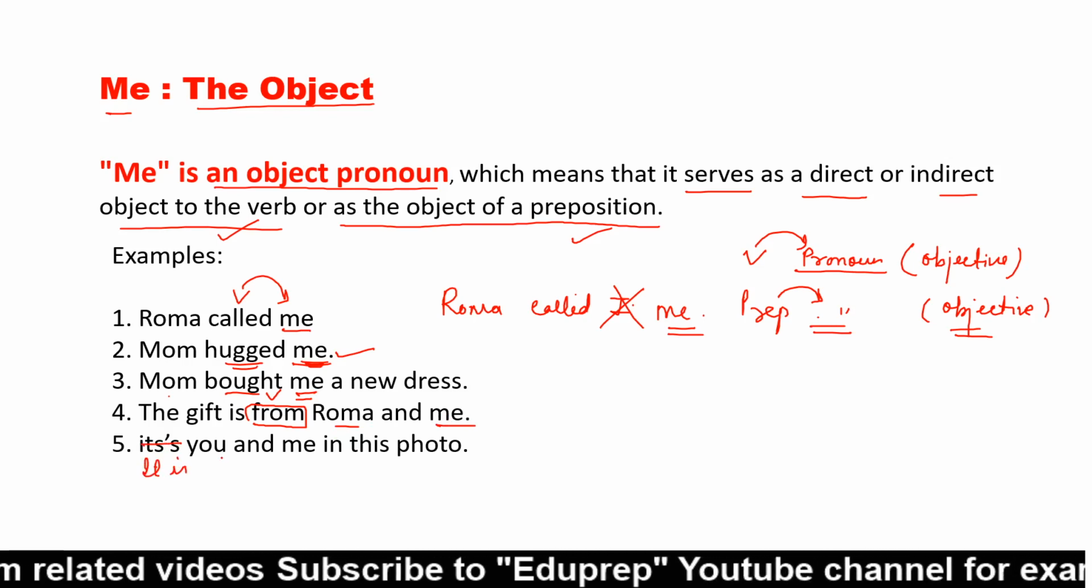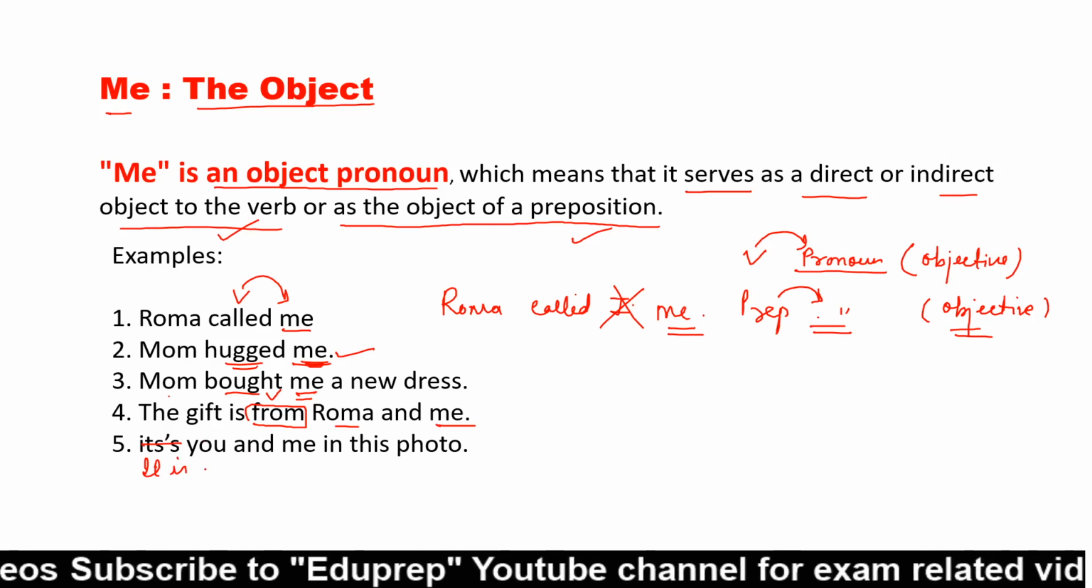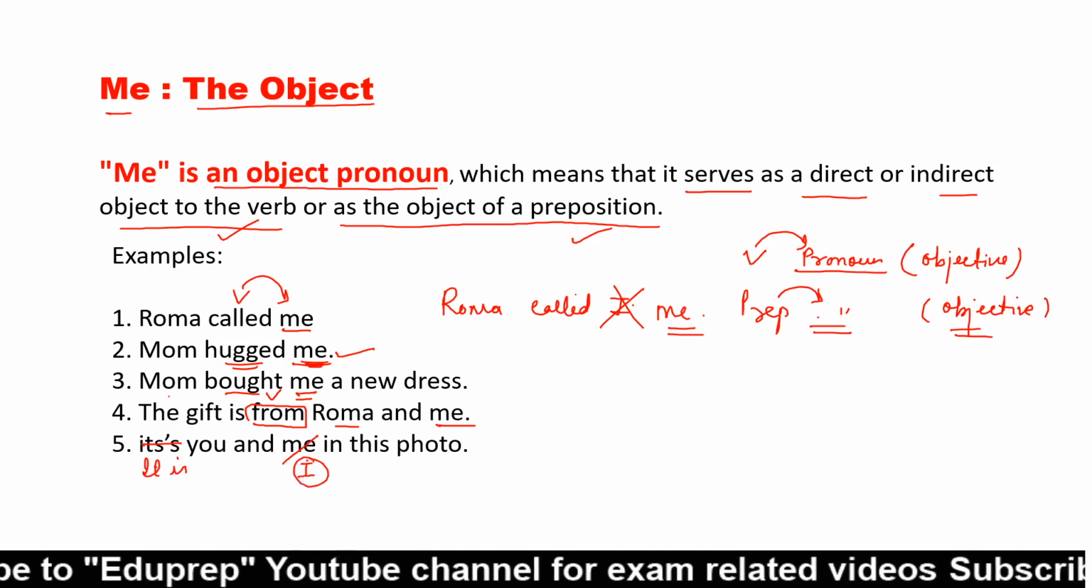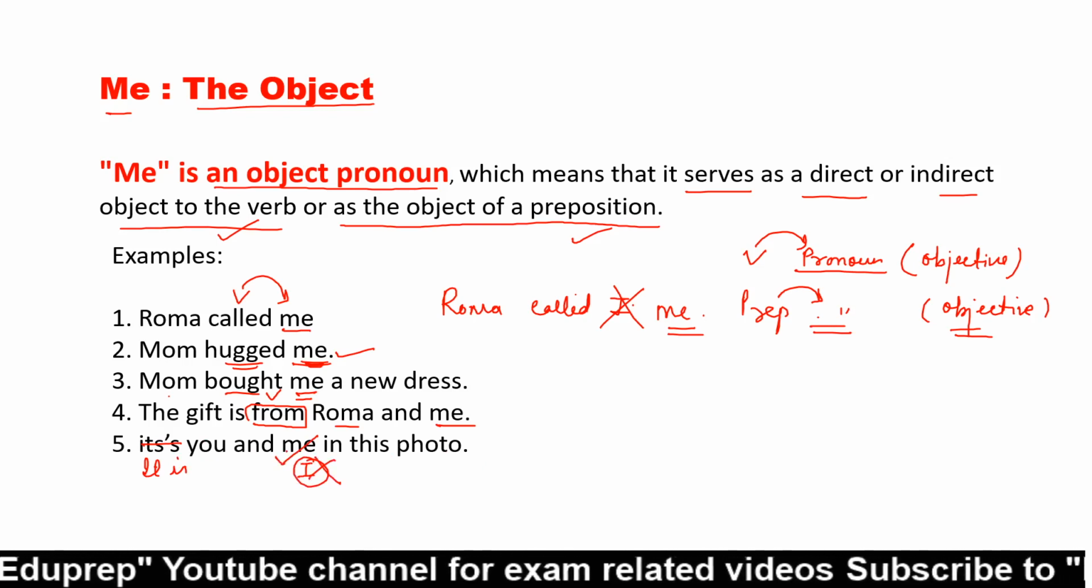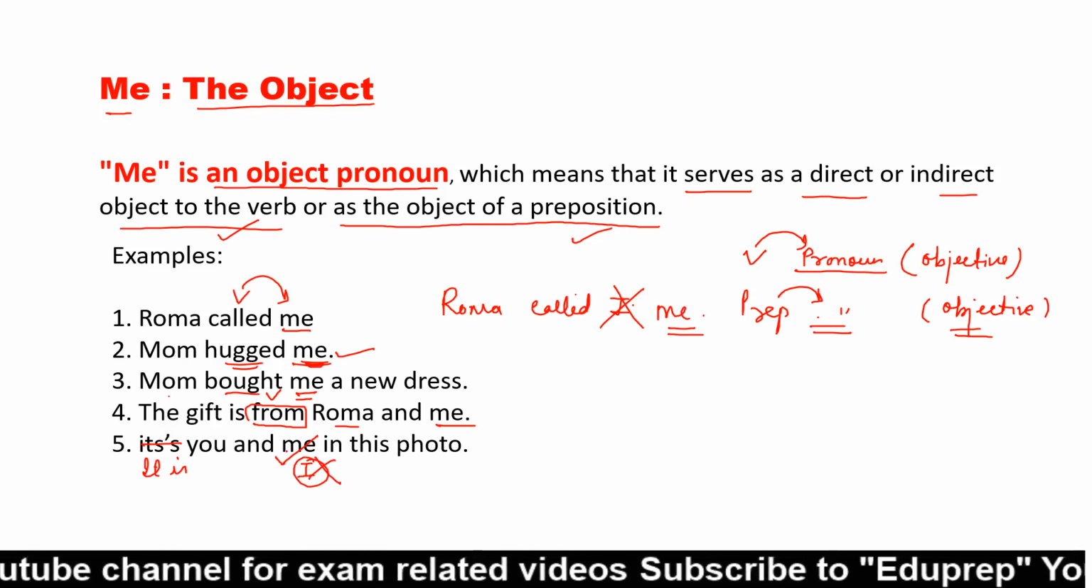It is you and me in this photo. Okay. So always remember that you should not use I here. This I is going to be wrong. You should always use me. It is you and me in this photo.